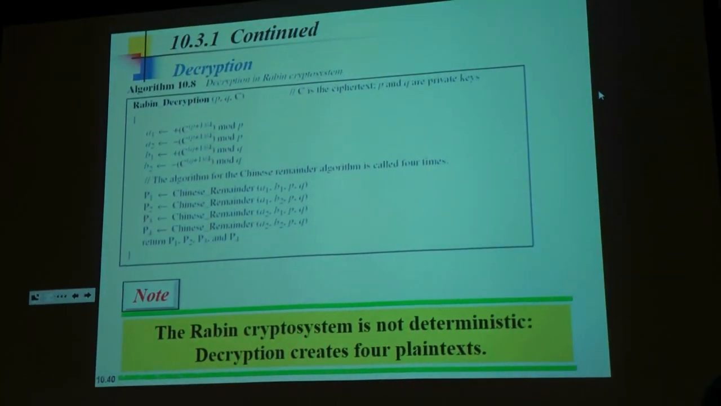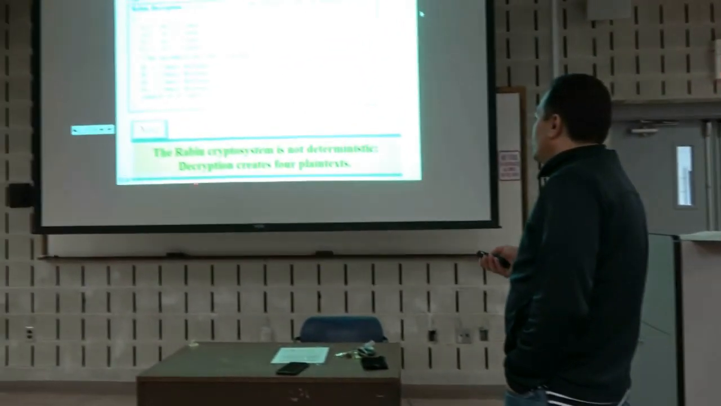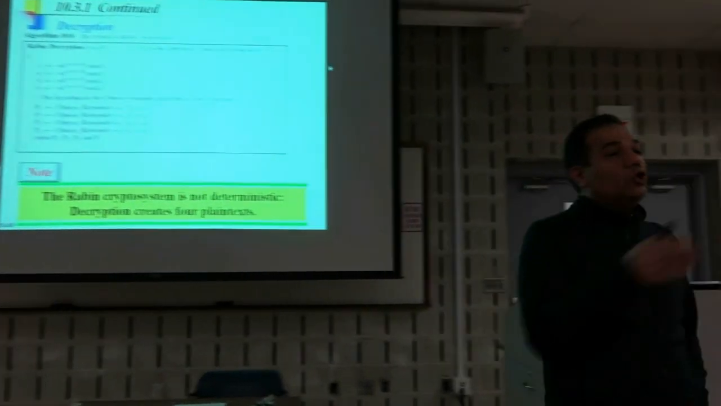One of them has to be correct. So when somebody sends you a message and you decrypt it, you have to have a sense of what could be the right one. So the Rabin crypto system does not have deterministic decryption. It creates four plain texts. One of them is correct, and you should know it.